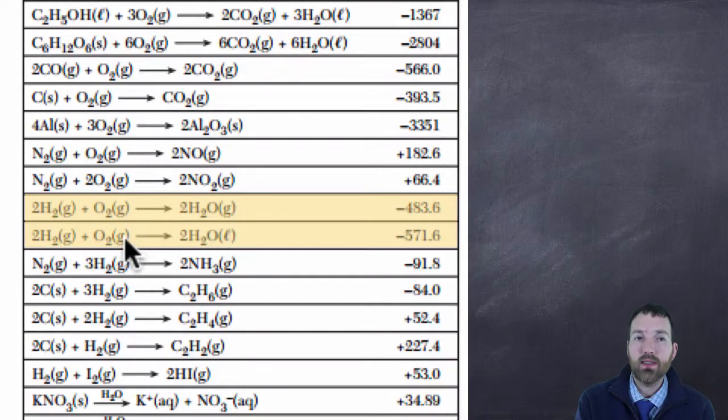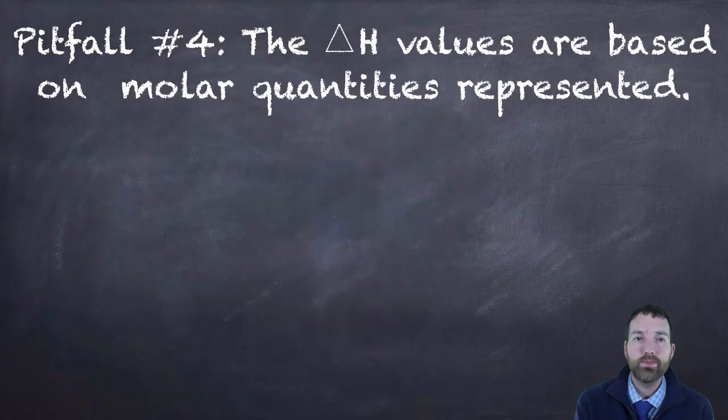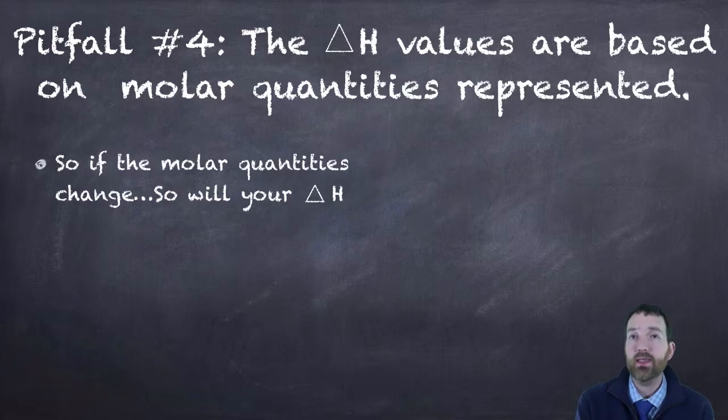But if they're asking the same equation, but the production of liquid water, it has a completely different delta H. So you might just see these compounds and quickly look at maybe the first one, but if you fail to realize that the product is liquid water, you'll get the question wrong. It's a little tricky question sometimes. Pitfall number 4 is that the delta H values are based on molar quantities represented, like it says at the bottom of Table I. So if the molar quantities change, so will your delta H.